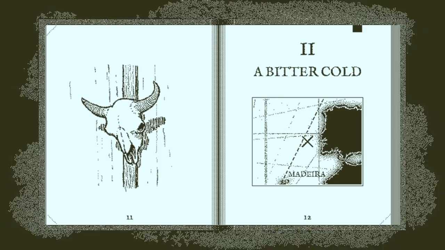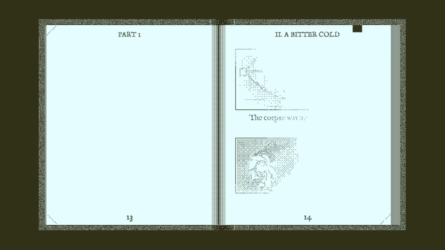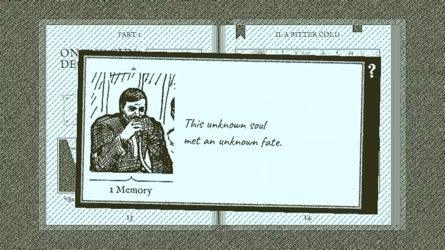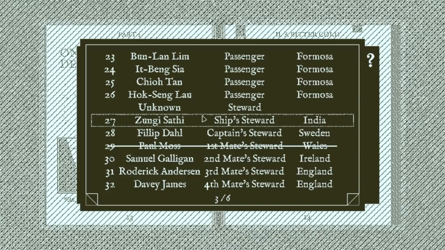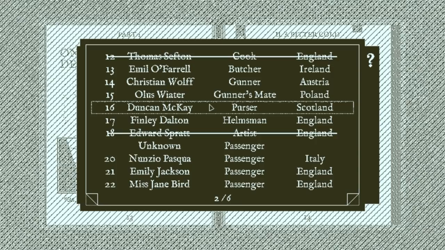We just have to see enough people for the screen to say you've identified everyone. Who is this? Uh-oh, we're going to find out. That's a dead person. Who is this and how do they die? This is our boy Sayed. Unknown midshipman, unknown topman.